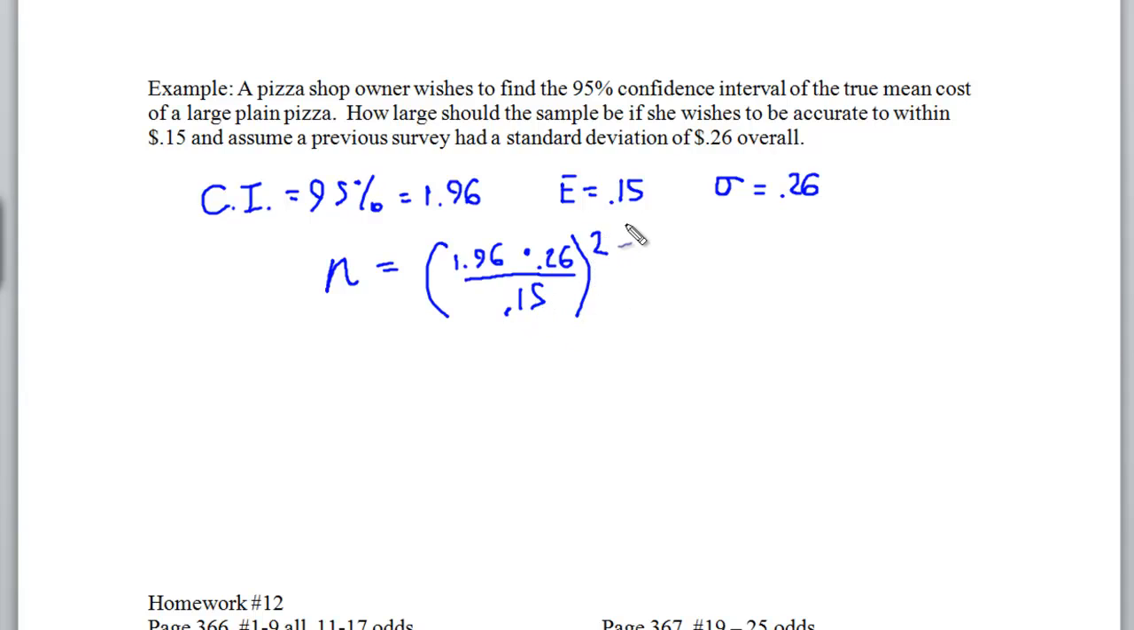Now, if you do that out correctly, you get an answer of approximately 11.54 surveys, or you would round that up, you would want to do 12 samples, 12 people to figure out what kind of accuracy you need in this situation.